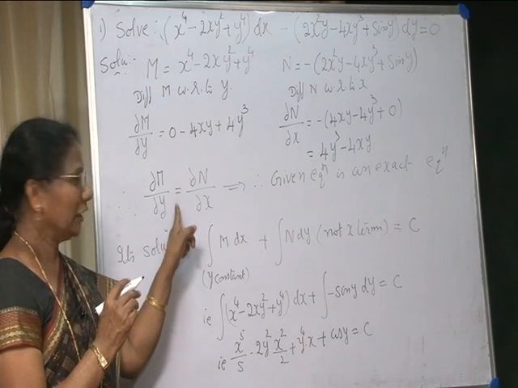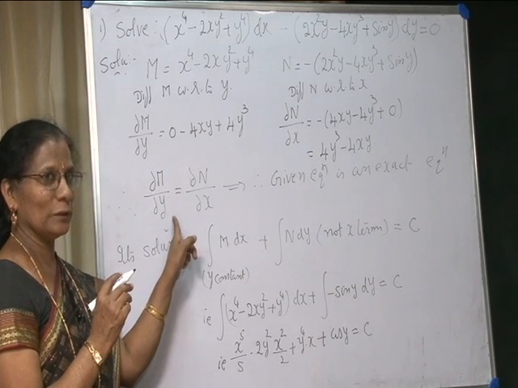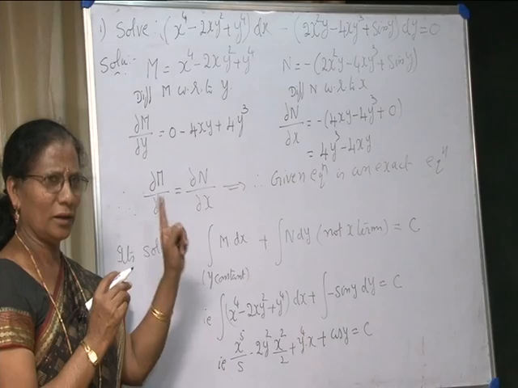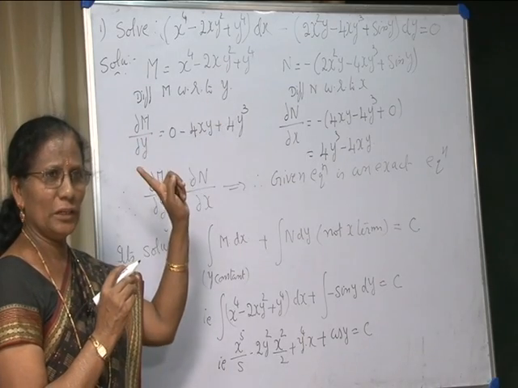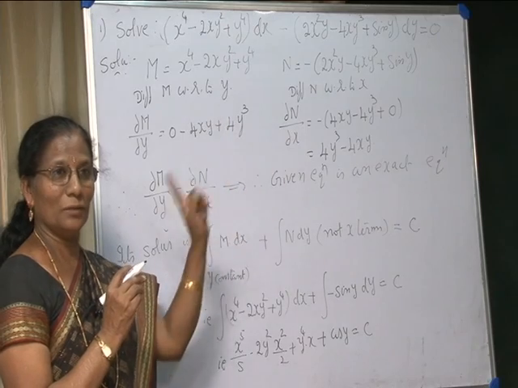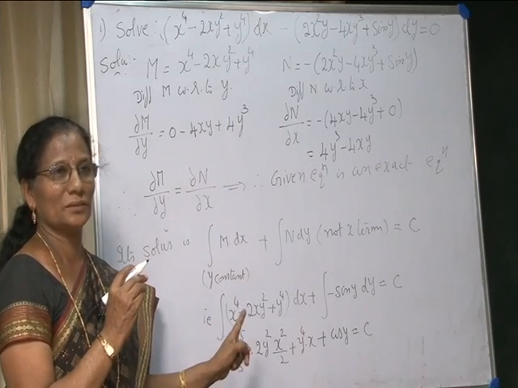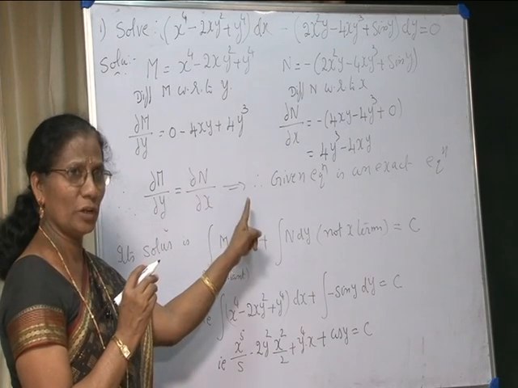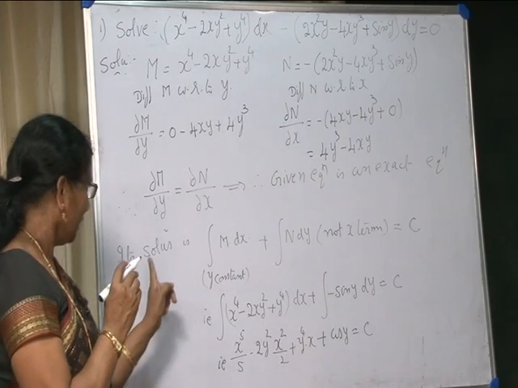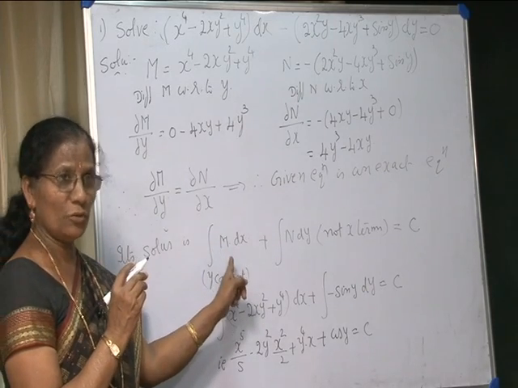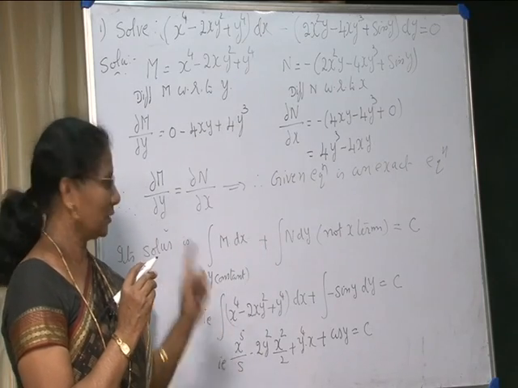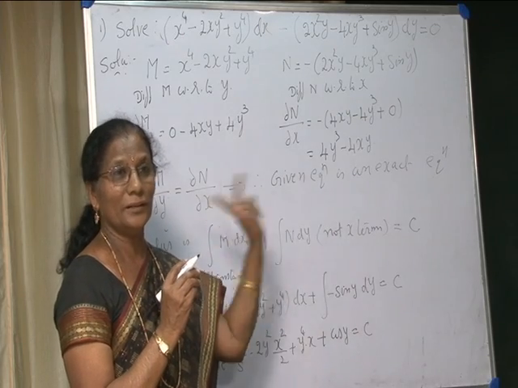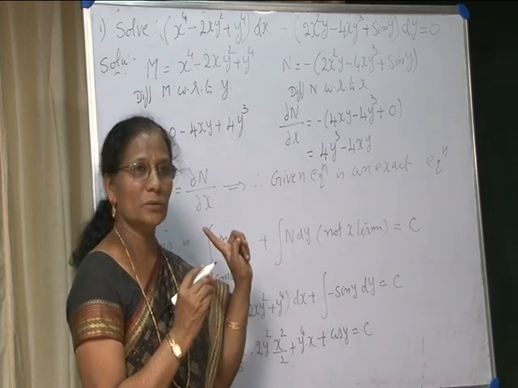You have to remember this. First, delta M by delta y, you should be very careful. M is actually with dx, but we are going to differentiate with respect to y. N is with dy, but we are going to differentiate with respect to x. So, reverse: delta M by delta y is equal to delta N by delta x. Once we know that it is an exact equation, directly we will write the solution: integration of M with respect to x keeping y constant, plus integration of N with respect to y but not containing x terms, is equal to c.